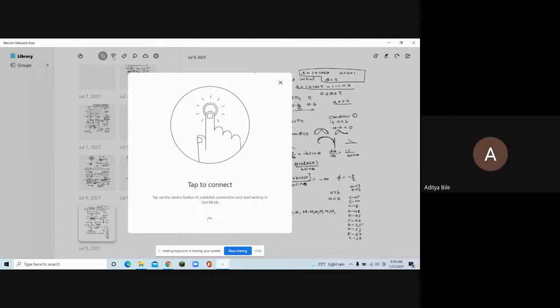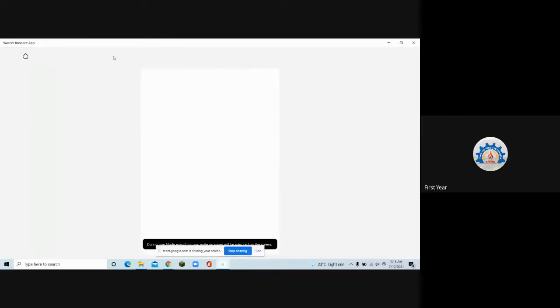X square plus y square plus z square minus x minus y minus z equal to 0. Absolutely right. Rest of the, this is Shivam, right? Aditya, ma'am.